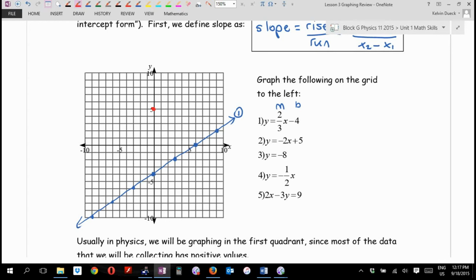What would the slope be? Negative 2 over 1. How would I count? Down 2 and over 1. Nice. Down 2 over 1. Down 2 over 1. Line number 2.